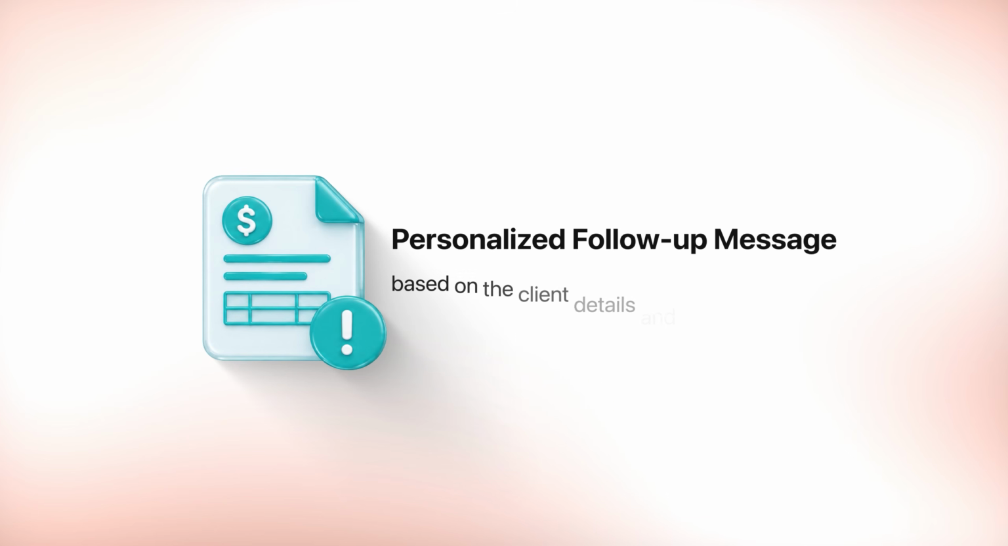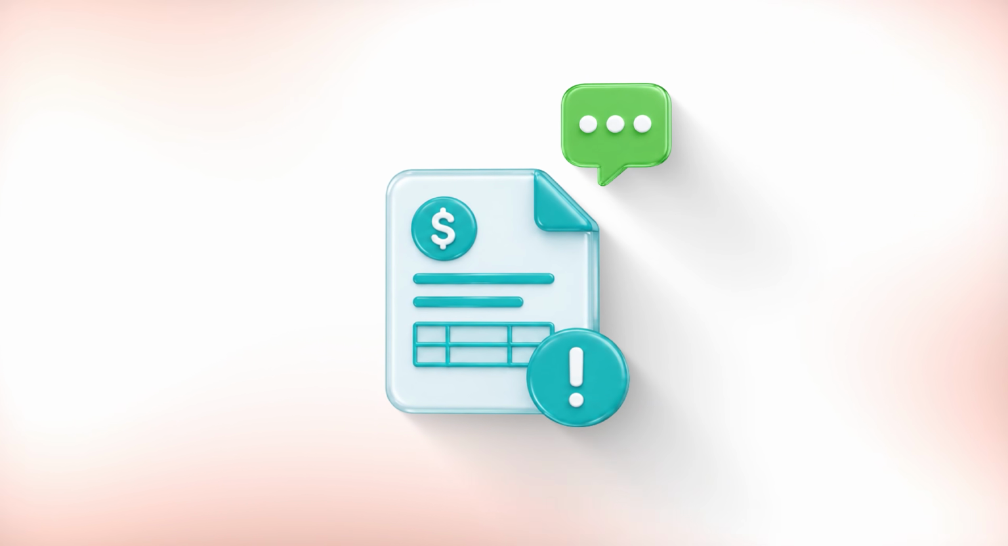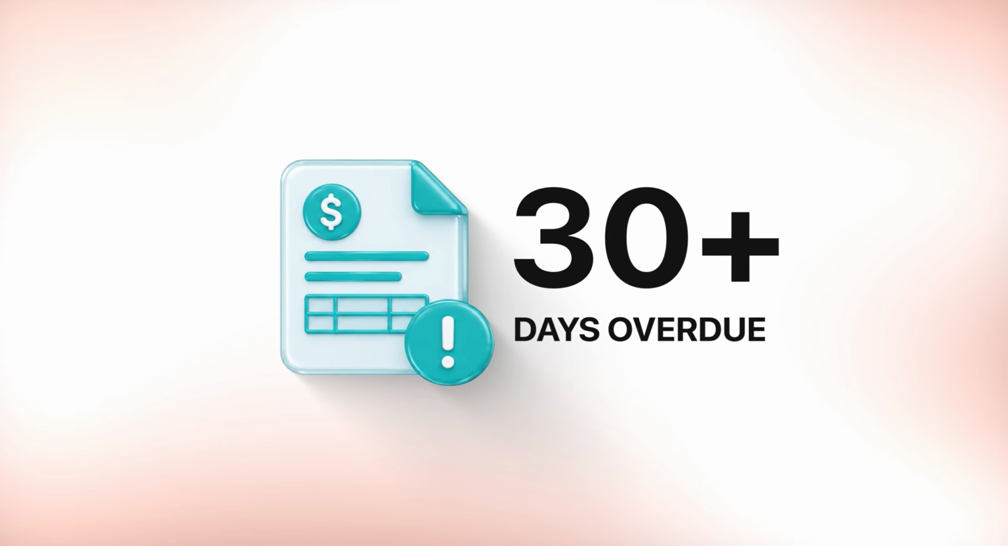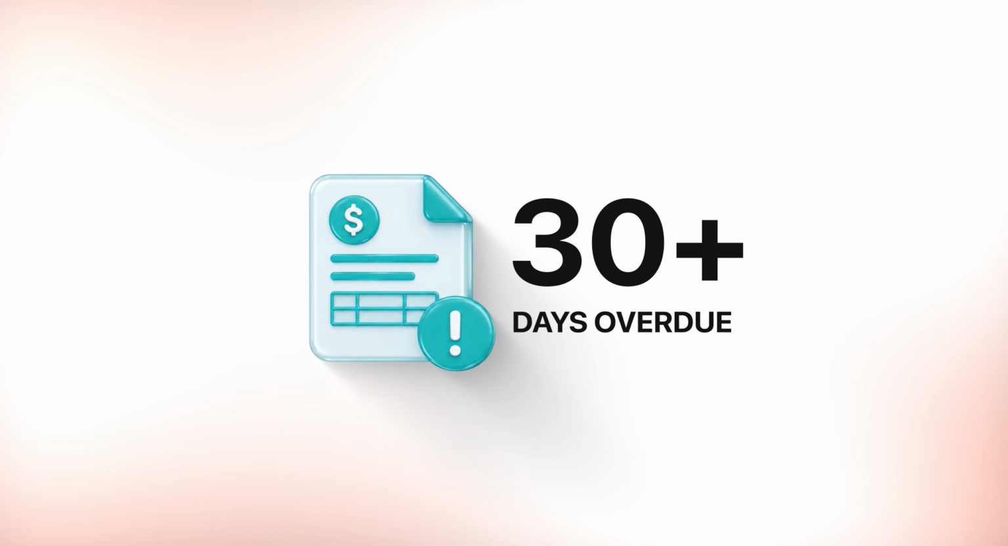The AI agent constantly monitors all invoices in the background and flags anything overdue automatically without the user needing to manually check dates every day. Once an invoice passes its due date, the system generates a personalized follow-up message based on the client details and the amount owed. The generated follow-up appears directly inside the invoice record so the user can quickly review it, copy it, or send it immediately. If an invoice becomes more than 30 days overdue, the platform flags it with a high priority alert inside the dashboard so the owner knows it needs urgent attention.